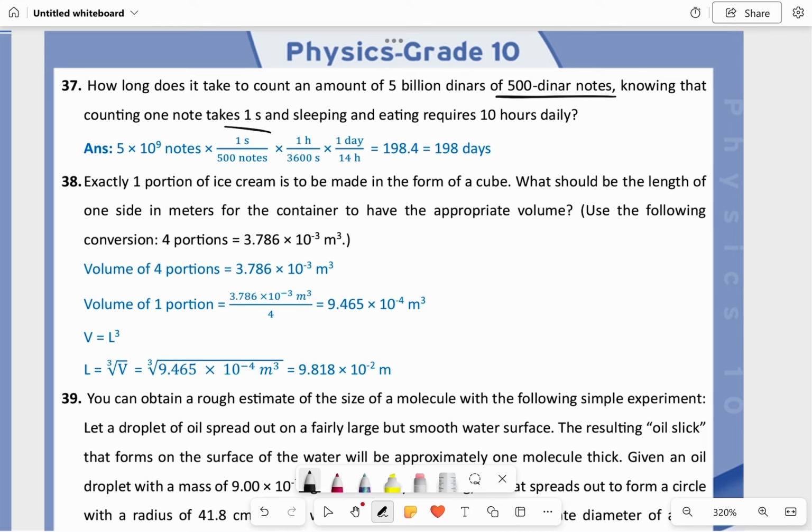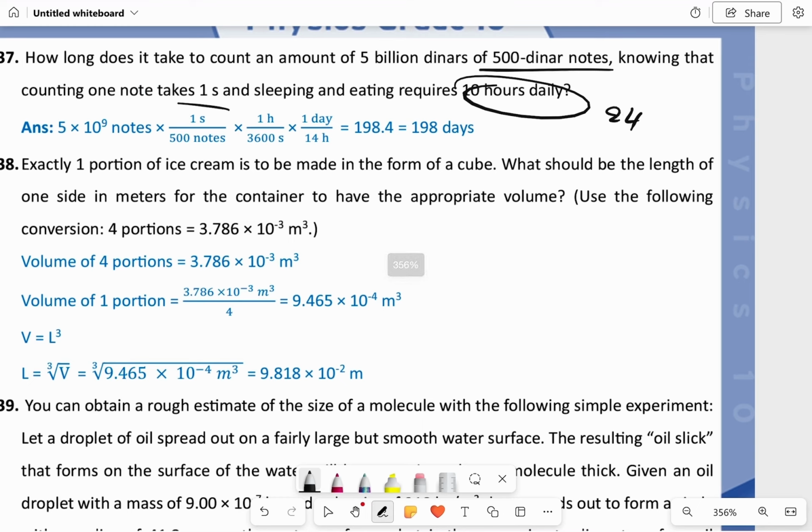Because it needs a second, and you have 10 hours daily. Sleeping and eating requires 10 hours daily, so you'll be subtracting this. So you have 24 hours minus 10, so you have 14 hours left. So you'll be counting 14 hours. Multiply by 1 hour divided by 3,600 seconds. Multiply by 1 day divided by 14 hours.